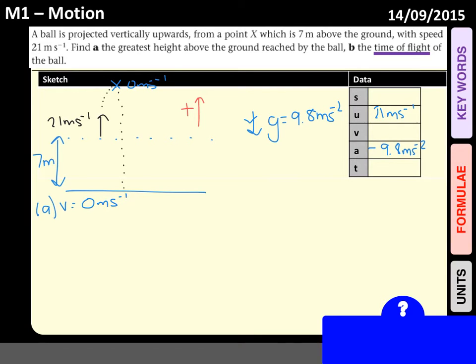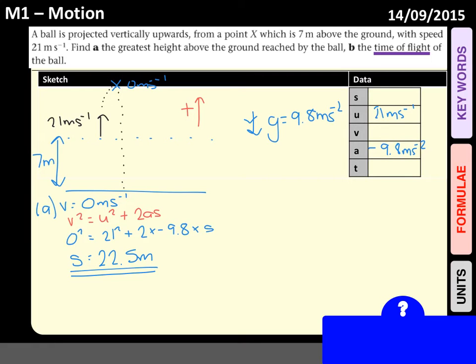So I know v, and I've got u and a, and I'm looking for s, so I'm going to be using v squared equals u squared plus 2as. So 0 squared equals 21 squared plus 2 lots of minus 9.8 times the height which we are trying to calculate. So rearranging that, we are going to end up with 21 squared divided by 2 lots of 9.8, which is going to give us 22.5 meters. And I'm underlining my answer.